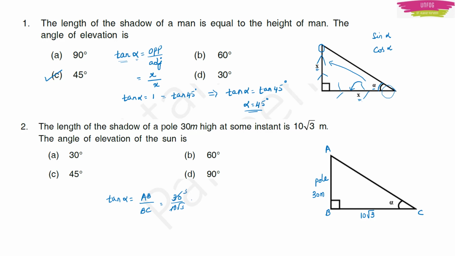So 10 ones are 10, 10 threes are 30. So 3 by root 3 can also be written as root 3 into root 3 by root 3. Correct? So 3 can be written as root 3 into root 3, right? So the root 3's will get cancelled and I will have tan alpha equal to root 3, and this will happen only when the angle alpha is 60 degree. Okay? So tan 60 degree is equal to tan alpha, because root 3 is tan 60. So in this scenario, what will be alpha? It will be 60 degree. Okay? Option B will be the correct answer.